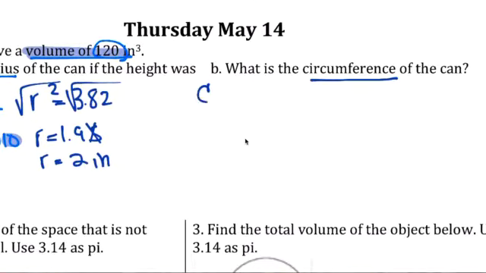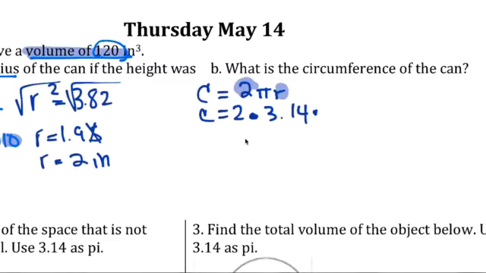Now circumference, you can use two formulas, 2 pi r, or just pi times diameter, right? Because 2 times the radius is the diameter, so you can use either formula. I'm going to use this one. Circumference is 2 times 3.14 times radius, which is 2. Multiply them, so you get circumference of the circle is 12.56 inches.